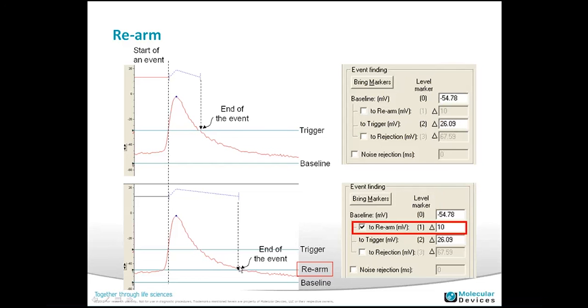So right now you can see the ending of the event is prolonged compared to this one without rearm, and this one with rearm. Okay. So in this case, you will change the duration of the event length.